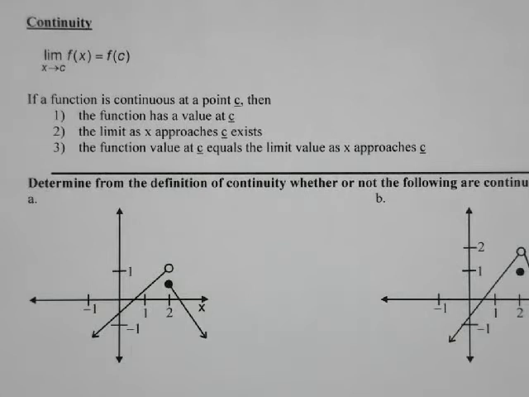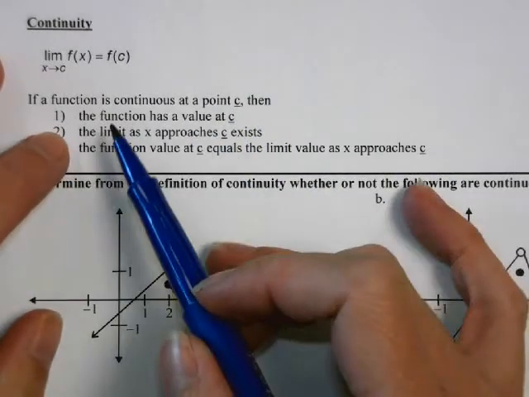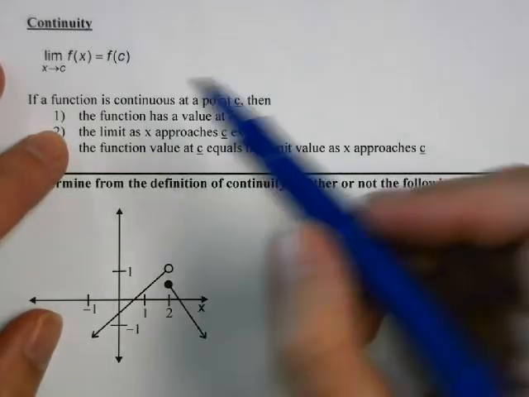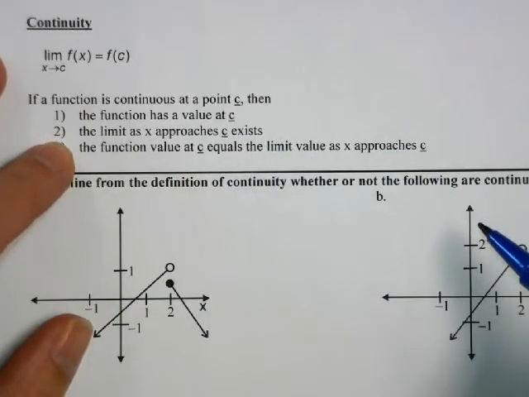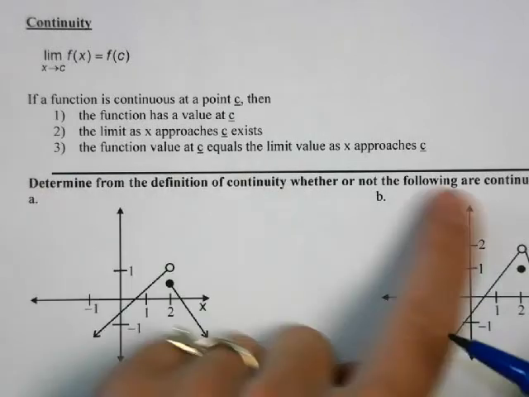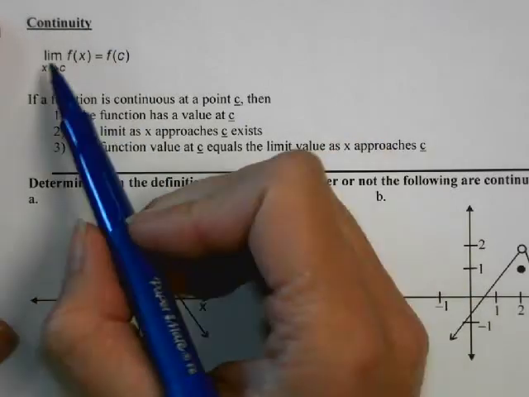The mathematical definition of continuity has 3 conditions that have to be met. So a function is continuous at a point C, 3 things must be true. The function has to have a value at C. If there is a hole or an asymptote, then it would fail that first condition. The second is that the limit as x approaches C must exist. So if there's a jump, then it's not continuous. So it has to approach the same thing from both sides. Last is that that function value has to equal the limit value.